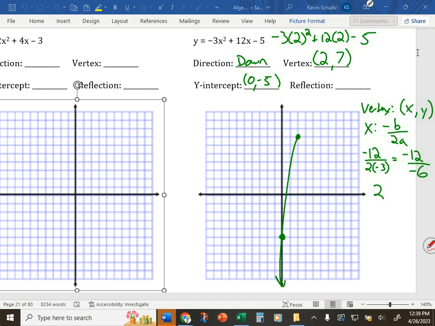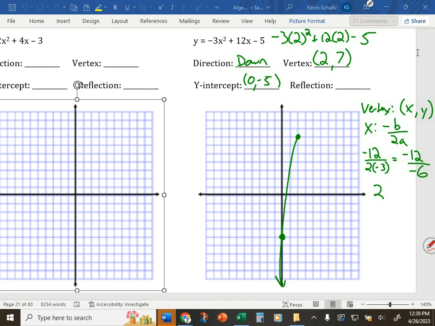I was just wondering how you got the dot right there. This one? Yeah. That's where 2, 7 is. Oh, I thought 2, 7 was lower. X value of 2, Y value of 7. Oh. Okay.